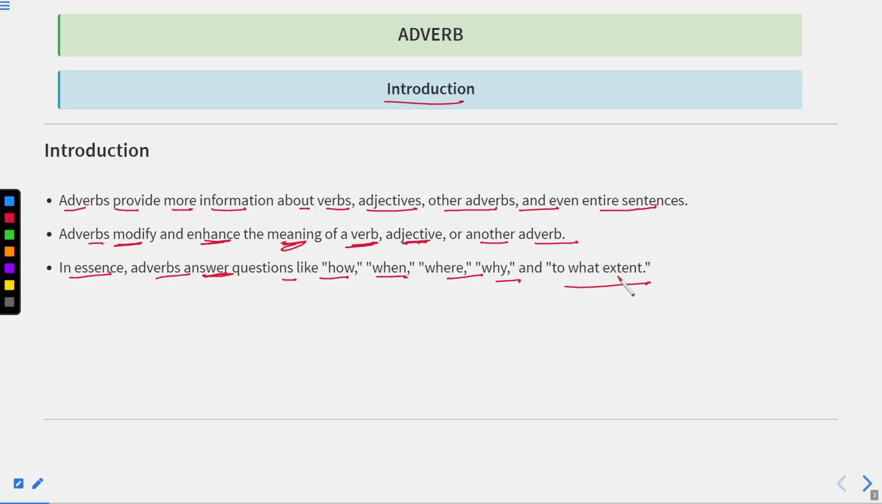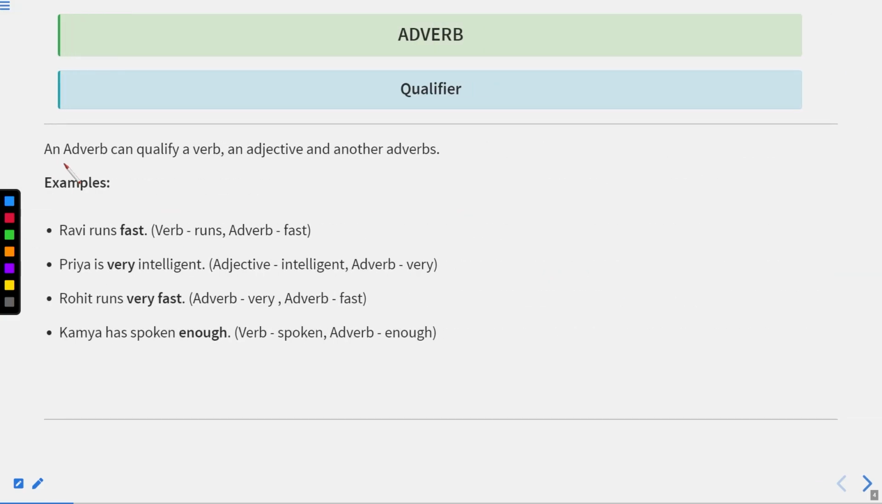If you say how, the answer is in this manner. If you say when, at this time. If you say where, in this place. Why, because of this. And to what extent, this much. So all these questions are replied to by adverbs. Now, an adverb can qualify a verb, an adjective, and another adverb. So let us have some examples of this.